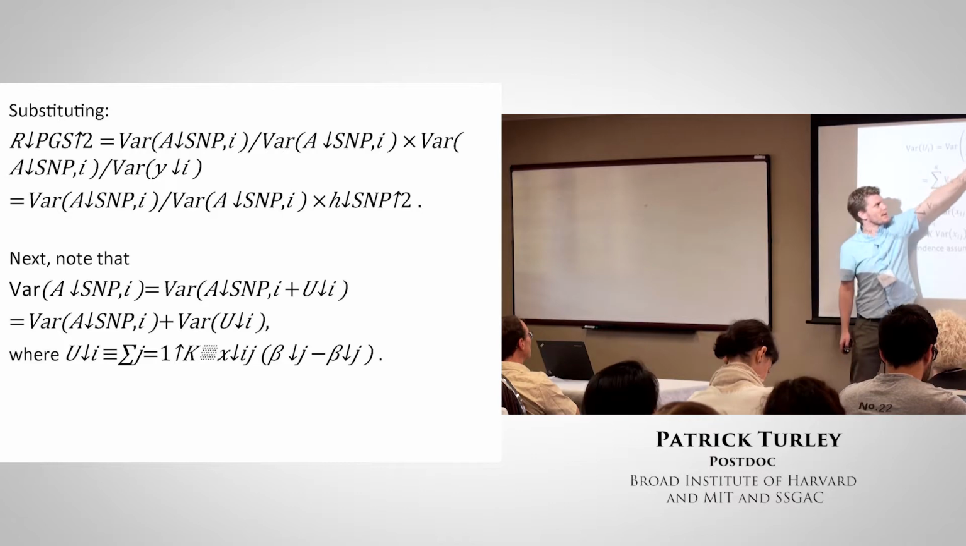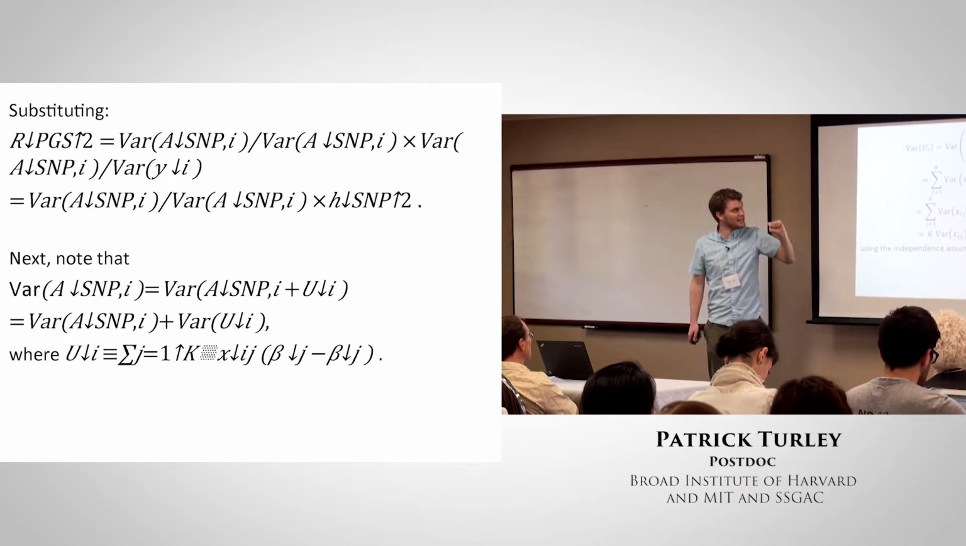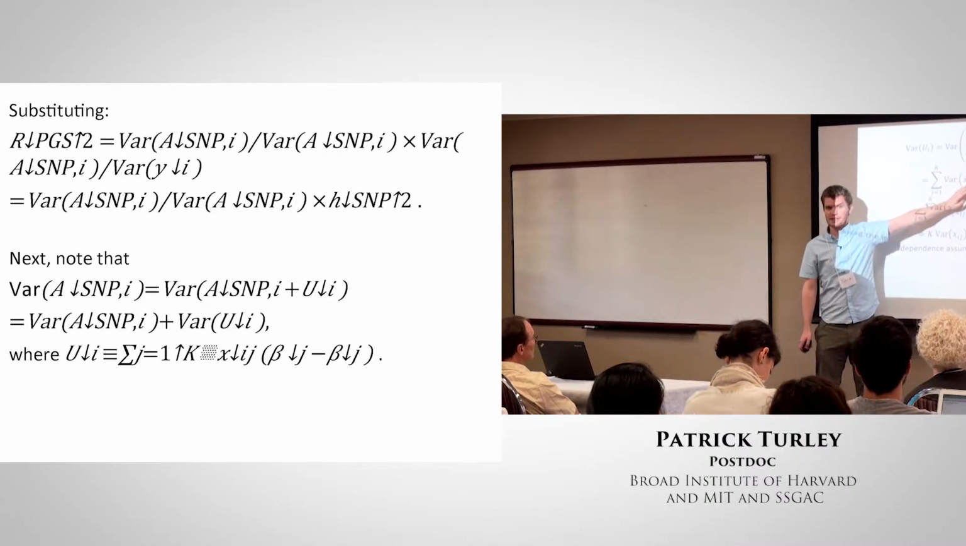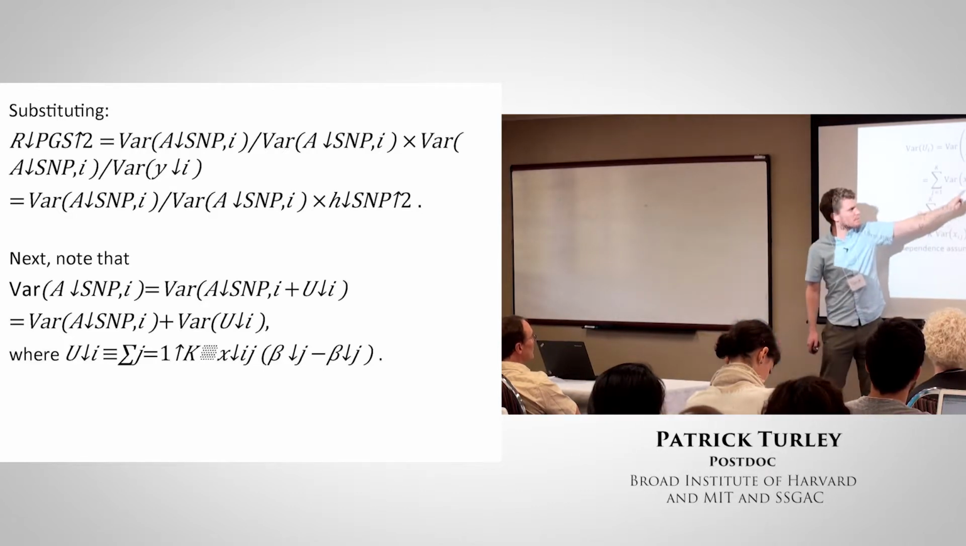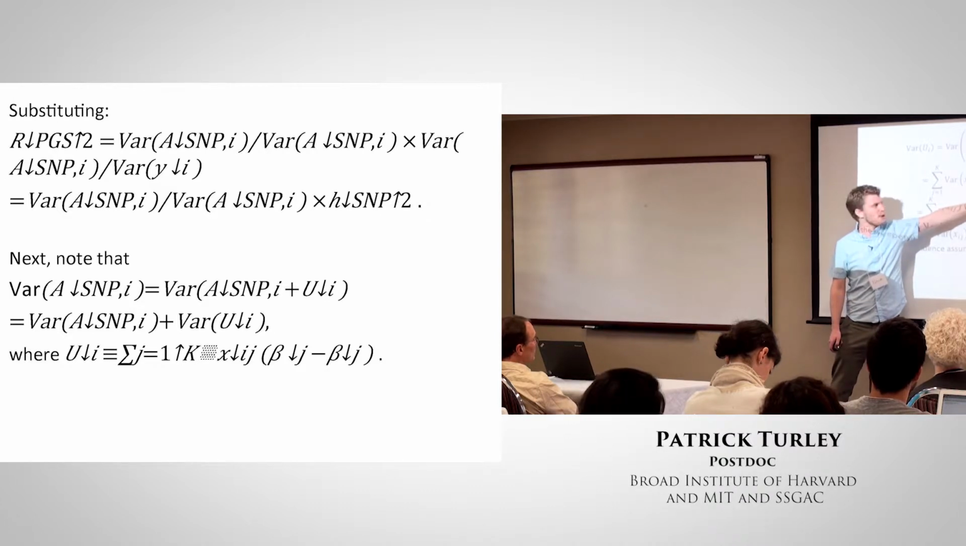Because now this is the part where we've assumed that the x's are independent. So because the x's are independent, the variance of the sum is equal to the sum of the variance. This is a property of variance. And this thing here is the estimation error, right? This is the estimated effect, and this is the true effect, and so the difference is how much error there is.